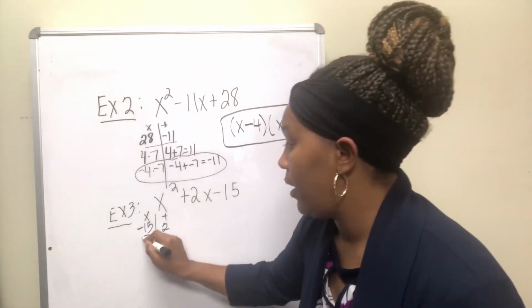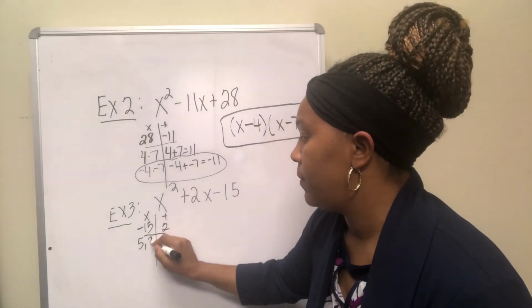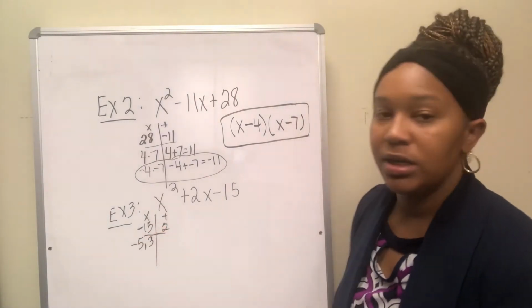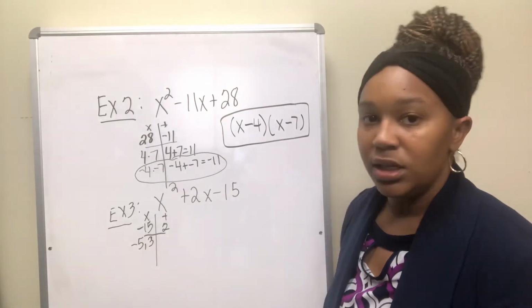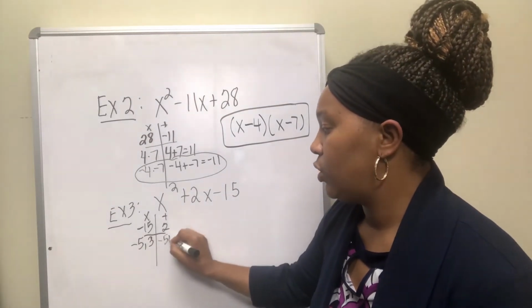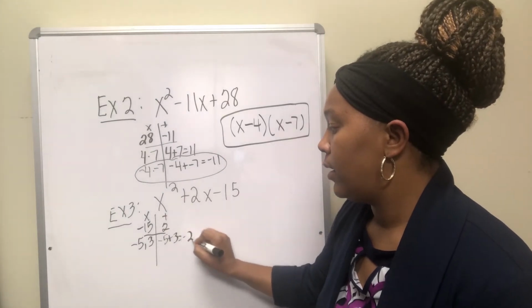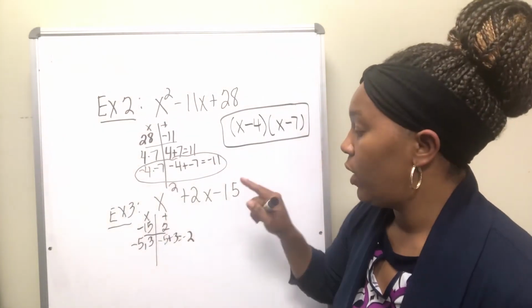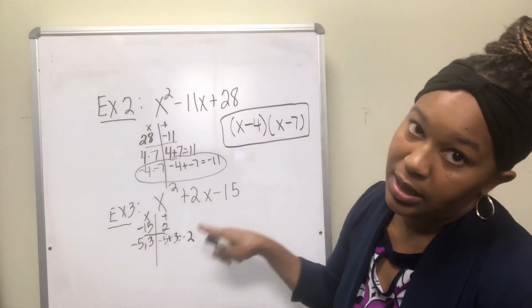First factors that come to mind are 5 and 3. But one has to be negative because it's negative 15. So I'll stick the negative on the 5. And negative 5 plus 3 is negative 2. So it's almost what I want, but not exactly what I want.